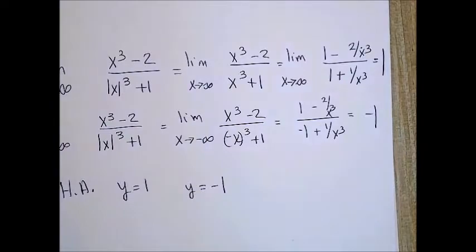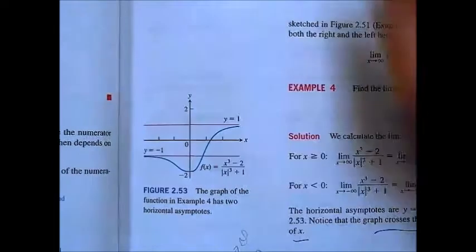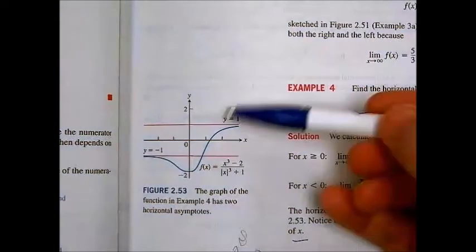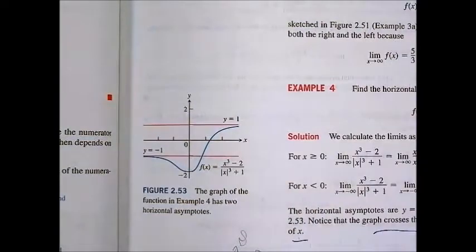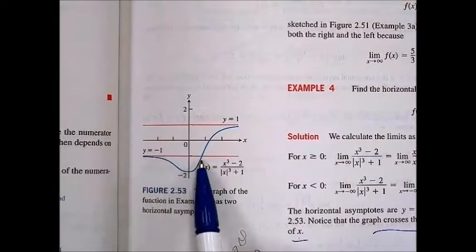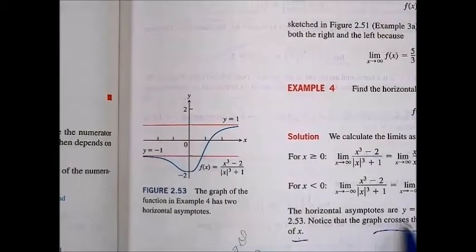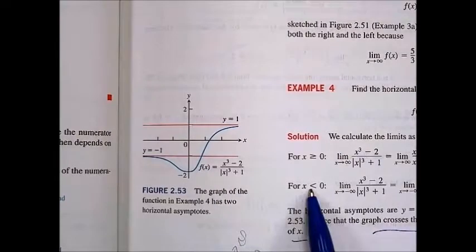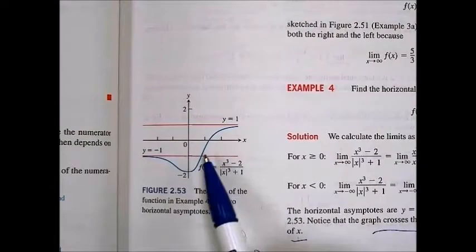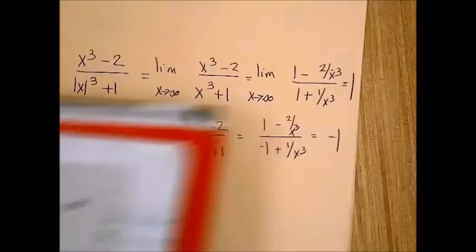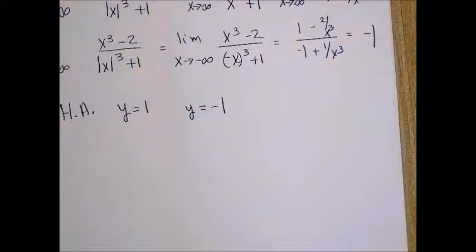Now I want to show you this graph from the book. Here's our graph. Here's the line y equals 1, the line y equals negative 1. The graph crosses the horizontal asymptote y equals negative 1, but the place that it crosses is on the positive side. This is the horizontal asymptote when x is less than 0, and y equals 1 is the horizontal asymptote when x is greater than 0. So note that stipulation there.